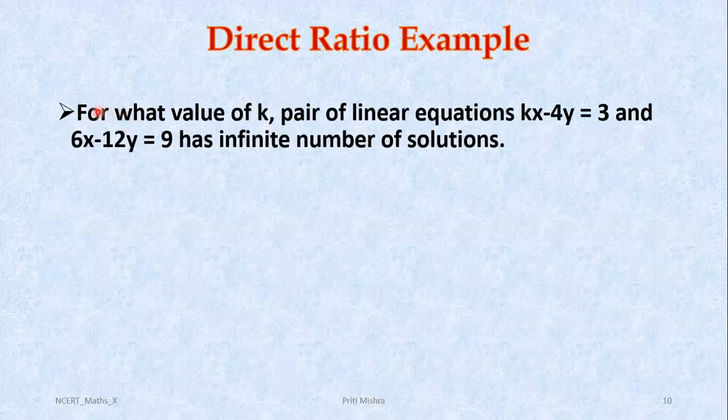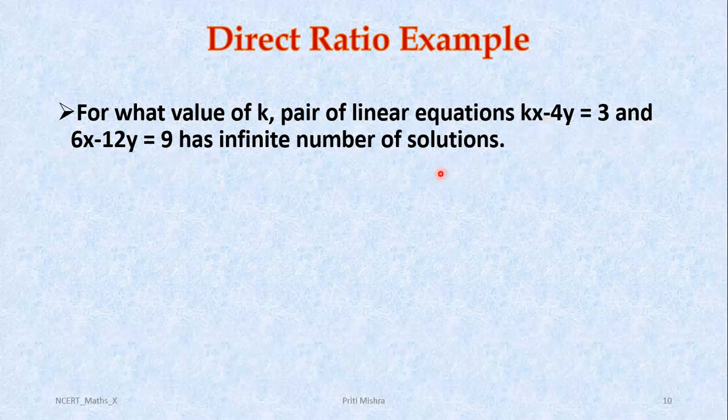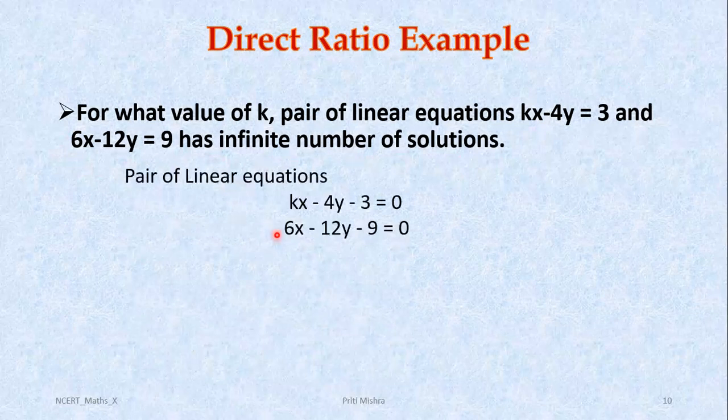Here you are having a question: for what value of k does the pair of linear equations kx minus 4y is equal to 3 and 6x minus 12y is equal to 9 have an infinite number of solutions? So at first we will write these equations in cross multiplication format, meaning kx minus 4y minus 3 is equal to 0 and 6x minus 12y minus 9 is equal to 0. Now here you can see a1 is equal to k, a2 is equal to 6 and b1 is equal to minus 4 and b2 is equal to minus 12. C1 is equal to minus 3 and C2 is equal to minus 9.